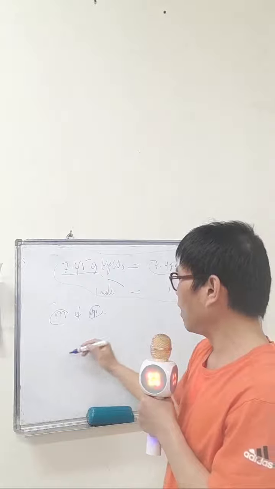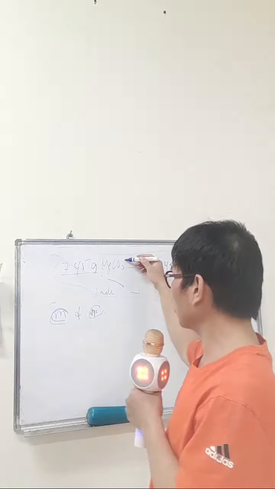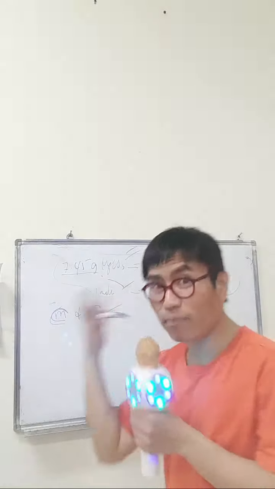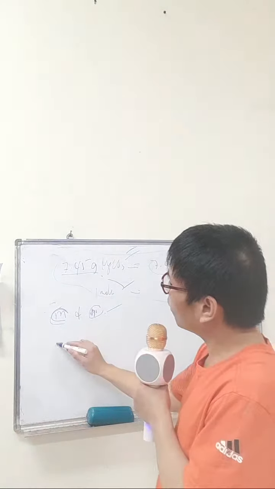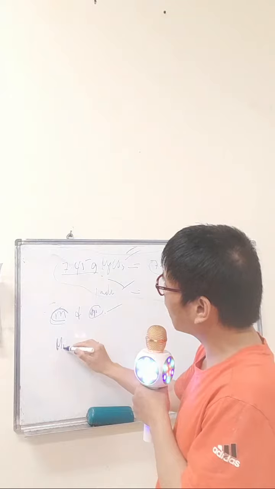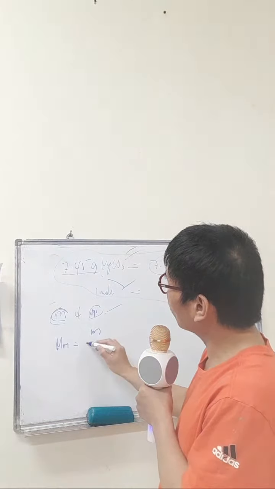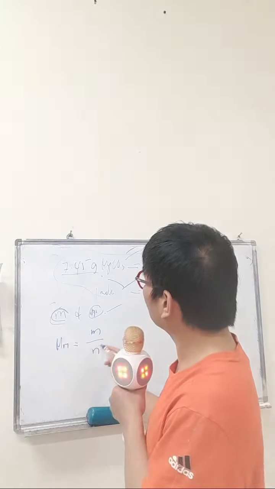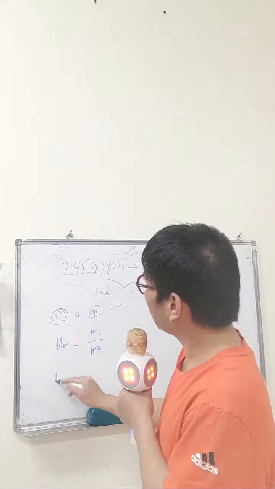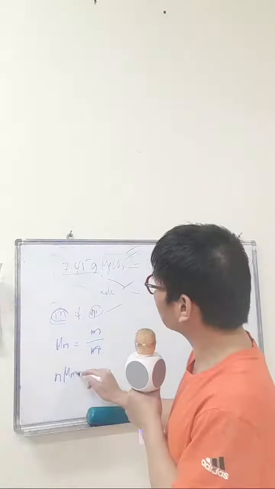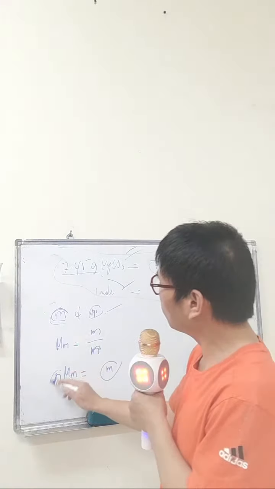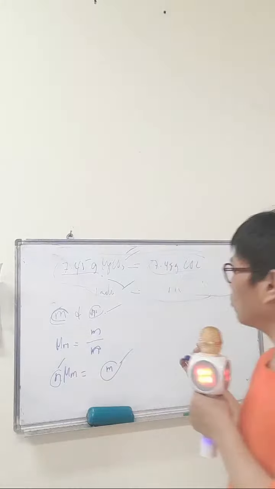Let's say, mass, mole, mass, mole. So, molar mass is involved. The formula of molar mass is mass over the number of moles. So, we can say, number of moles times molar mass is equal to the mass. Okay, guys, because the number of moles is directly proportional to the mass.